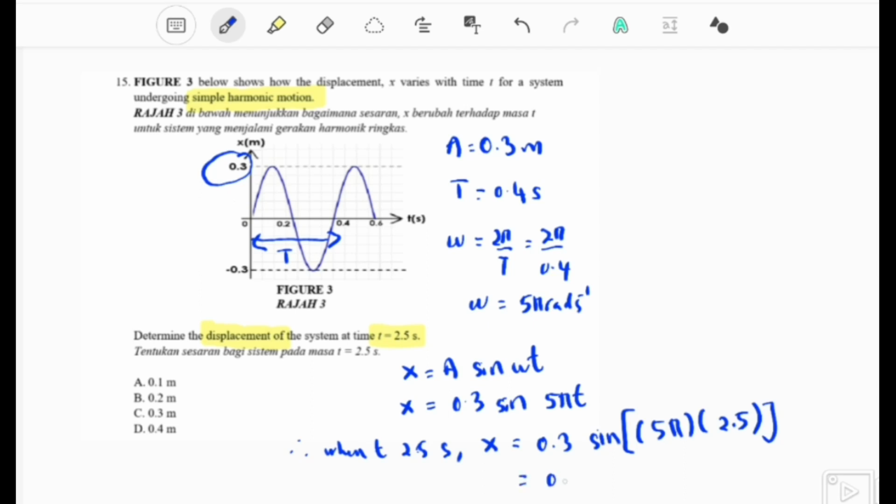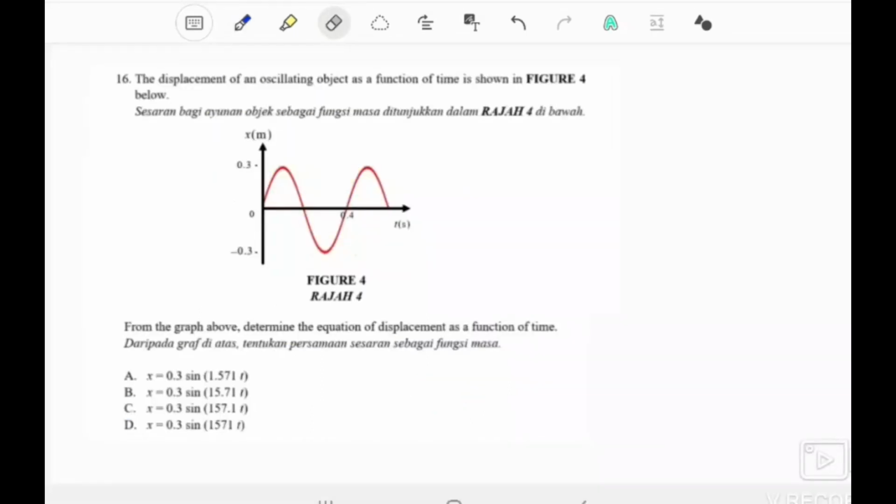So sini kita dapat 0.3 meter. Okay, so meaning that the answer is C. Okay, that one for question number 5. Kita tengok pula question number 16.